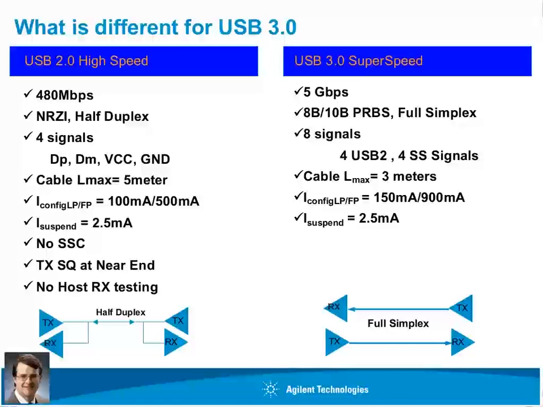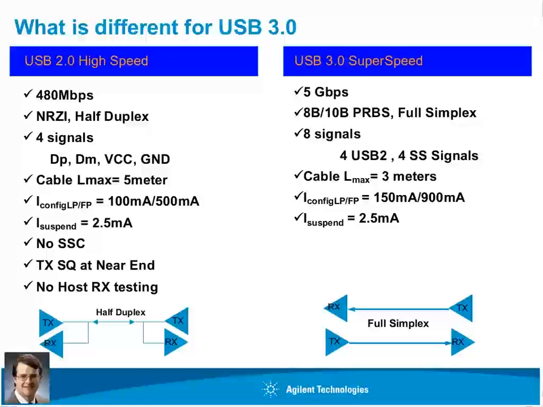The signaling topology for 2.0 is non-return to zero inverse, half duplex, meaning the same transmitters and receivers on both ends share the twisted pair. So you have a lot of wasted bus latency due to bus turnaround times on the USB 2.0 bus. That was improved with USB 3.0 with a focus on getting the full bandwidth in both directions. It's 8B10B PRBS or pseudo-random binary sequence full simplex, which means you have a dedicated transmit and a dedicated receive path between a host and a device or a hub and a device.